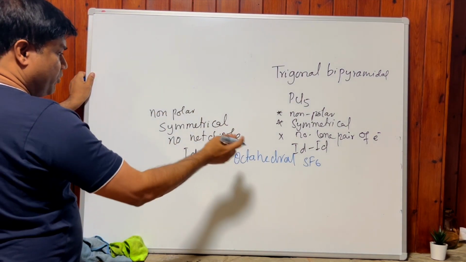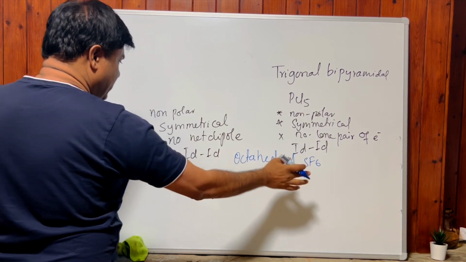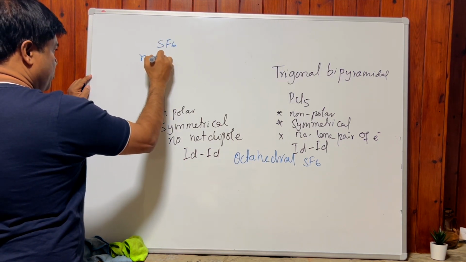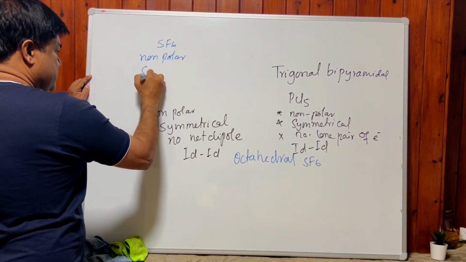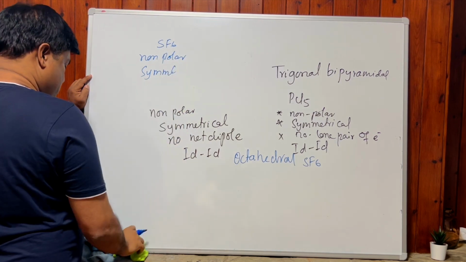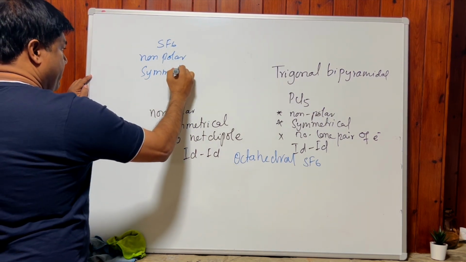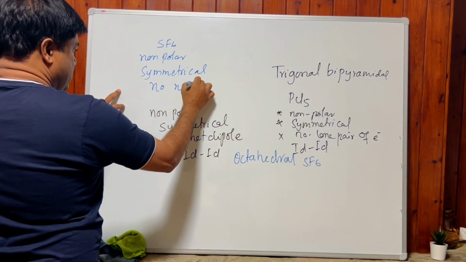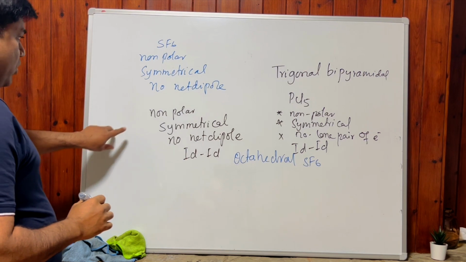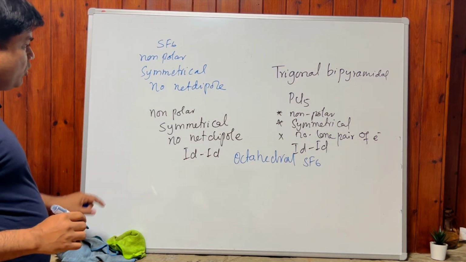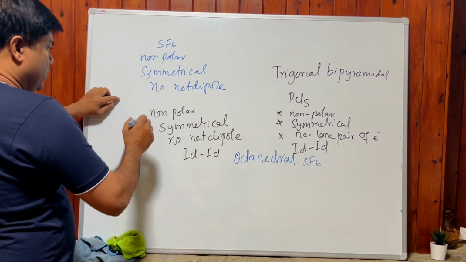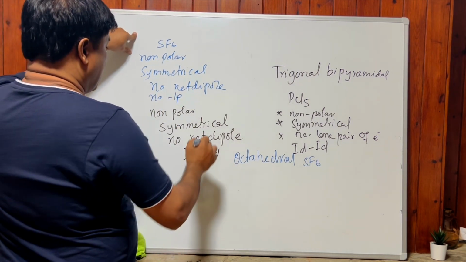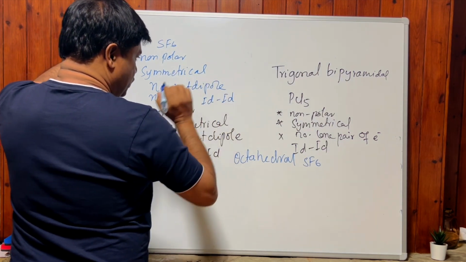So what is the information? Why does this molecule have no PD? First of all, SF6 is non-polar, yes, non-polar. Symmetrical, yes. No net dipole, all the dipoles cancel off, no net dipole, non-polar. No lone pair, absence of lone pair of electrons. So ID, induced dipole.